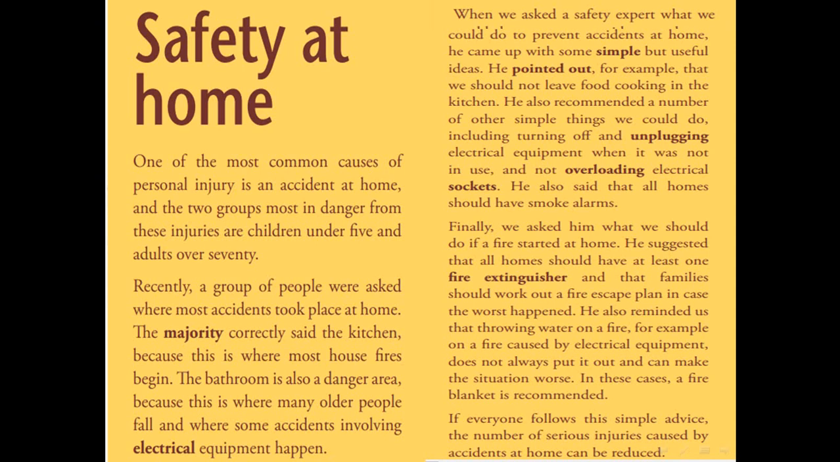Okay, so it is an area that includes dangers, because this is where many older people fall and where some accidents involving electrical equipment happen. When we asked a safety expert what we could do to prevent accidents at home, he came up with some simple but useful ideas. He pointed out, for example, that we should not leave food cooking in the kitchen.